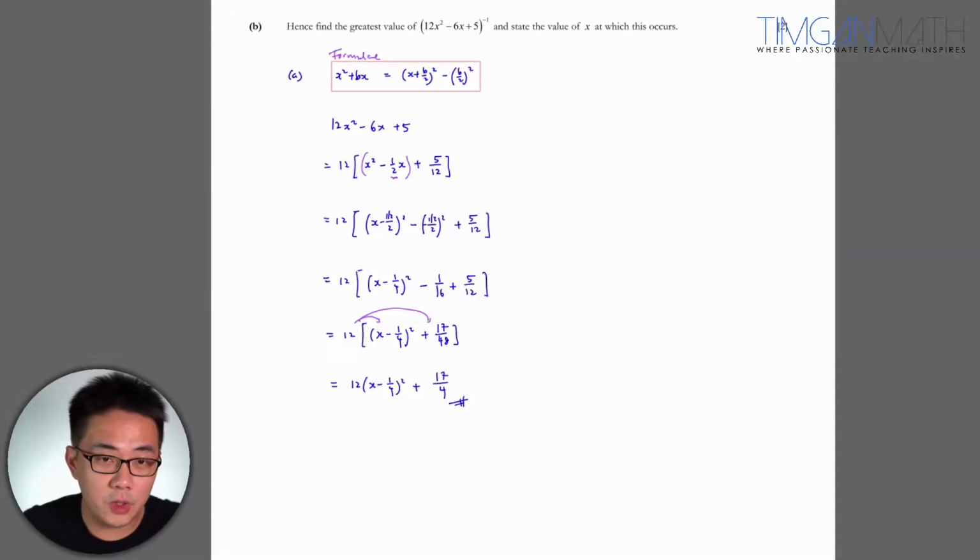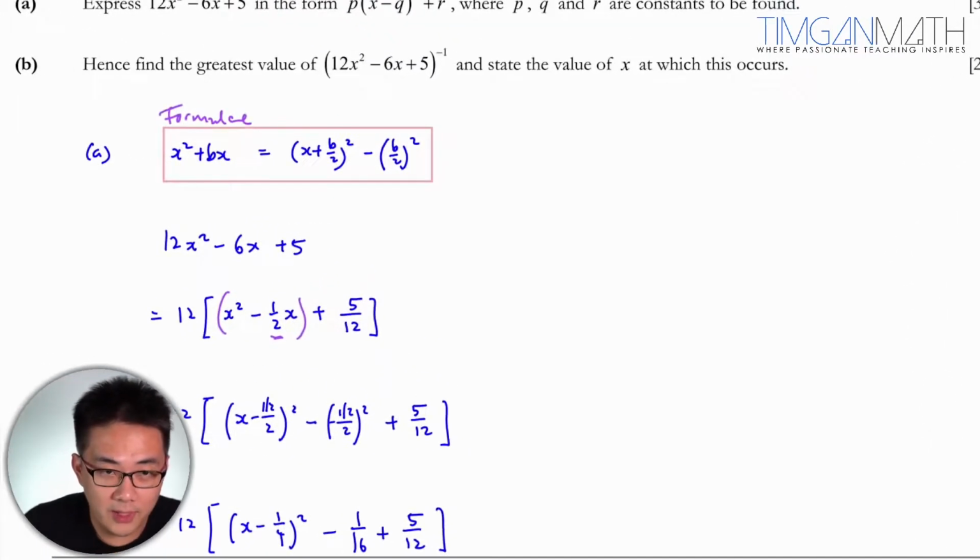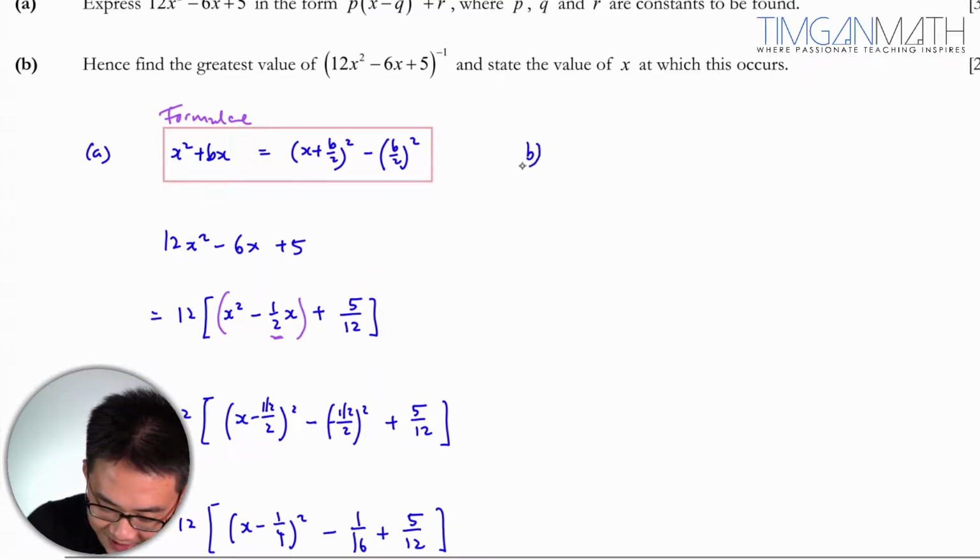Let's look at the subsequent part, B. Hence, find the greatest value and state the value for which x this occurs. Okay, great. So this value here, this is pretty interesting. Okay, let's look at this part here.